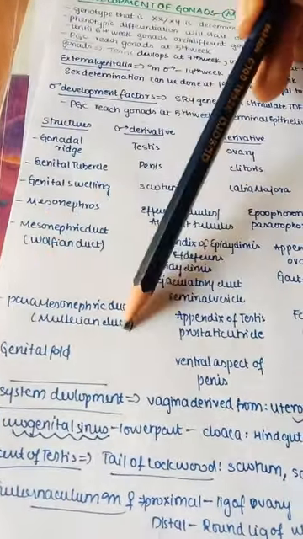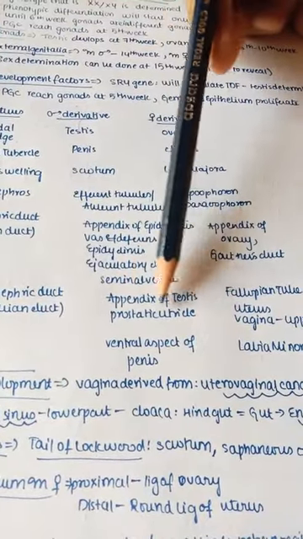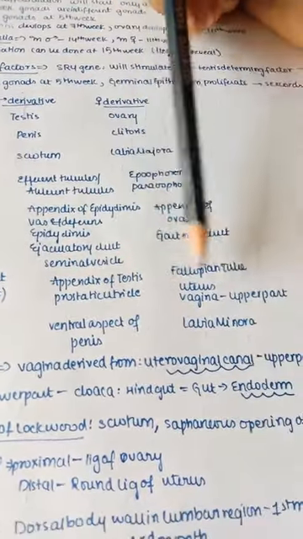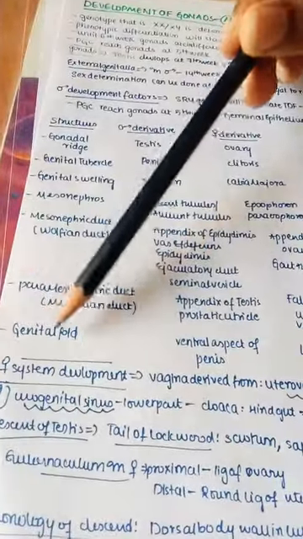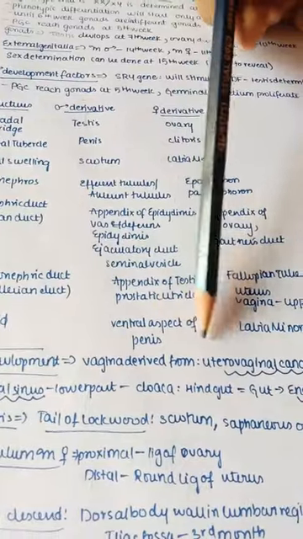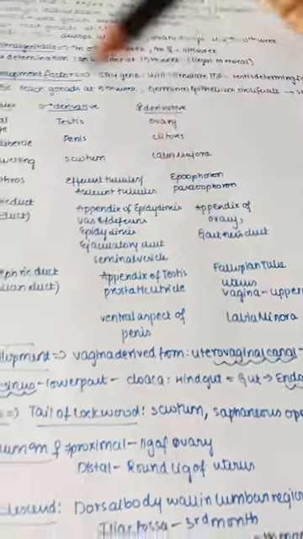And coming to the paramesonephric duct, that is the Mullerian duct, it leads to formation of the appendix of testis and prostatic utricle in male, and the fallopian tube, uterus, and upper part of the vagina in the case of female. And the genital fold leads to formation of the ventral aspect of the penis in the case of male, and in female it forms the labia minora.